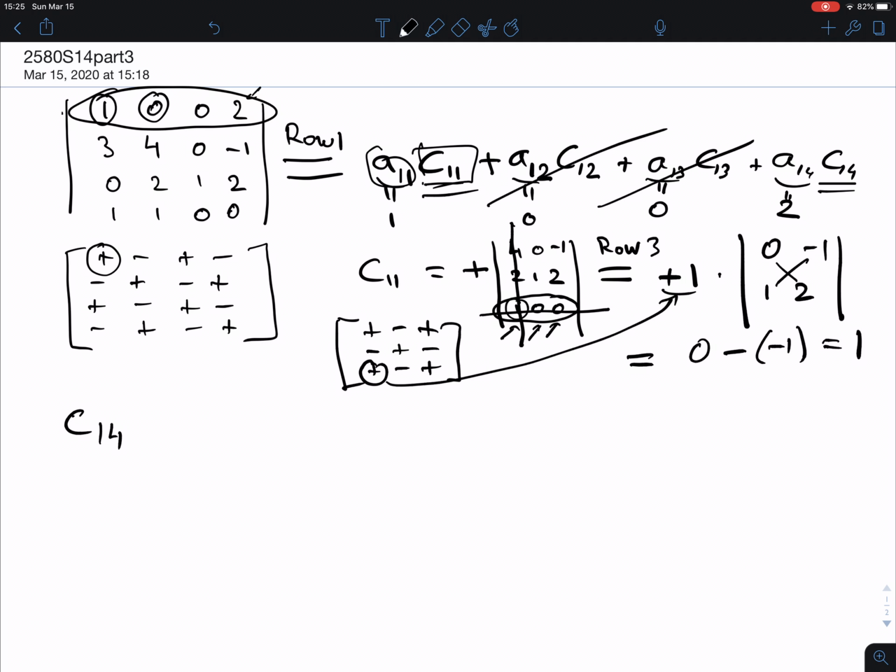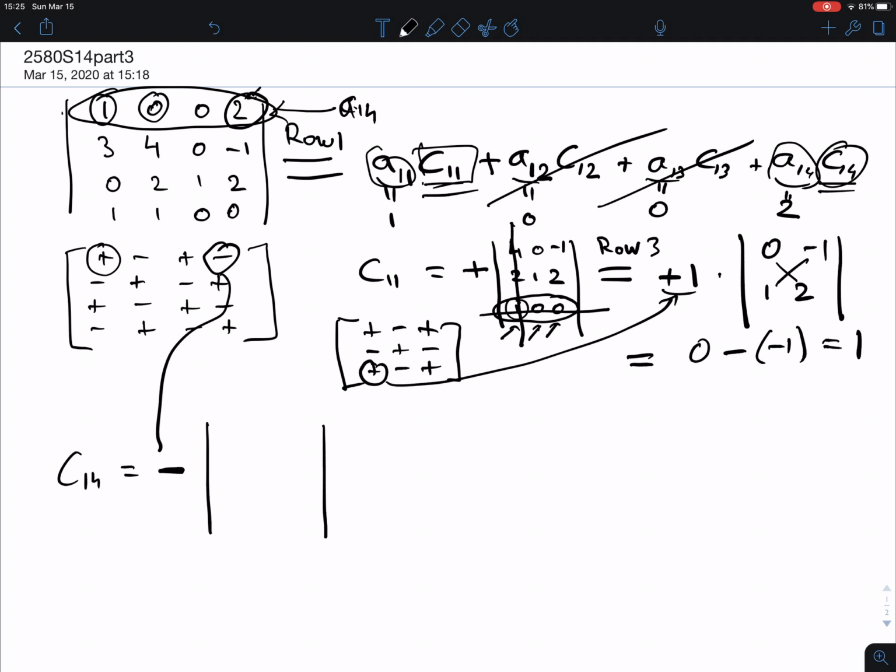What is C14? Well, it's a determinant, but there's also a sign involved. So let's think about the sign first. The sign comes from C14 dealing with this element here, right? This is A14, and the corresponding cofactor is C14. This in the pattern corresponds to a negative sign, so we get a negative here. So this negative is that negative. Okay?